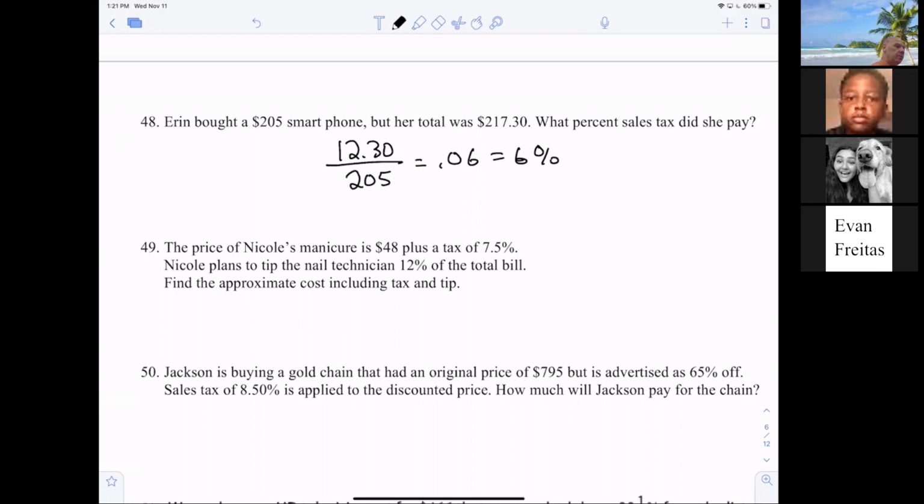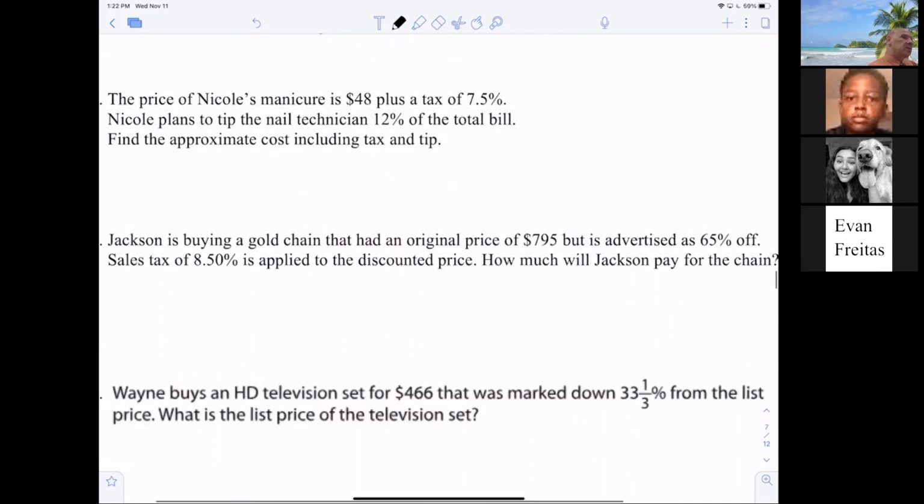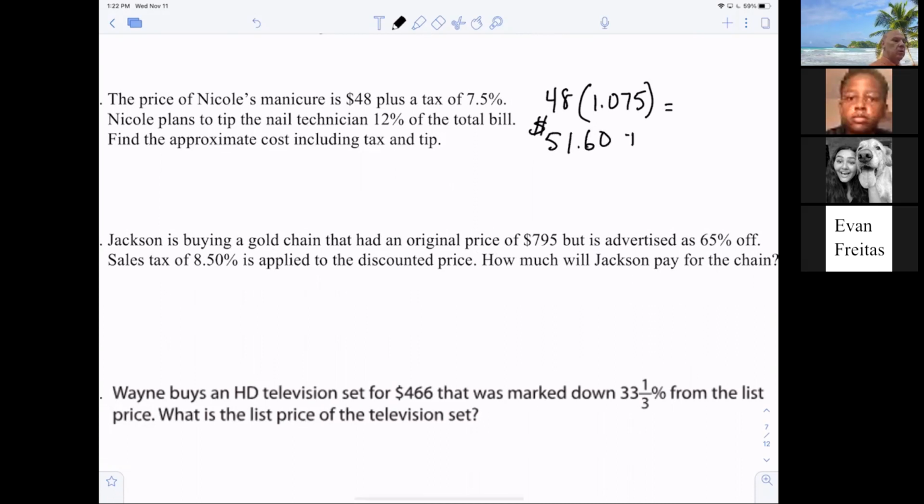All right. The price of Nicole's manicure is $48 plus 7.5% tax. She plans on tipping 12%. Find the approximate cost, including tax and tip. All right. So what's the total with the tax? So it'd be $48 times 1.075. All right. And what's 48 times 1.075? 51.6. Come on now, please, everybody do this now. $51.60. That's the total with the tax.